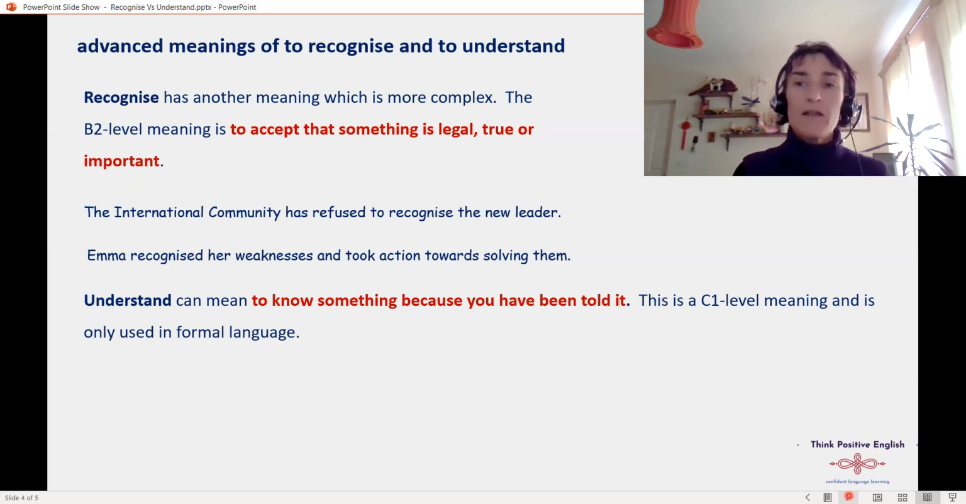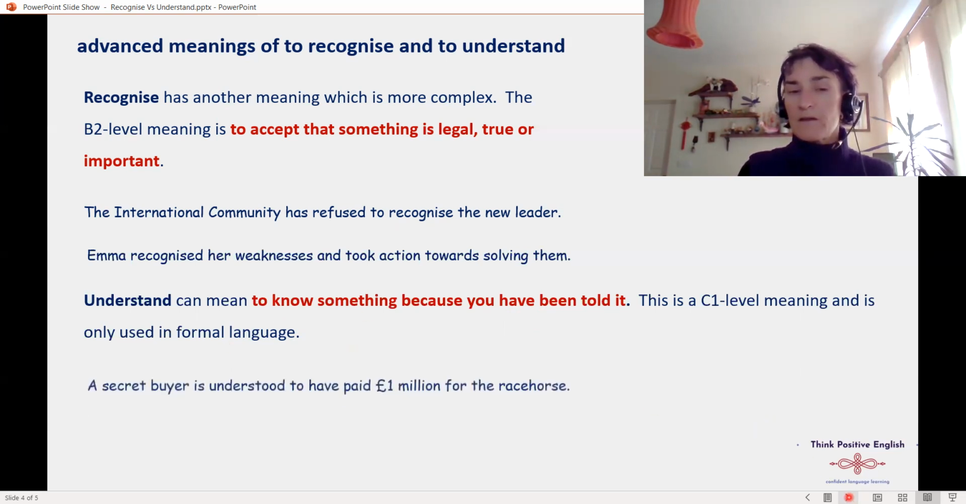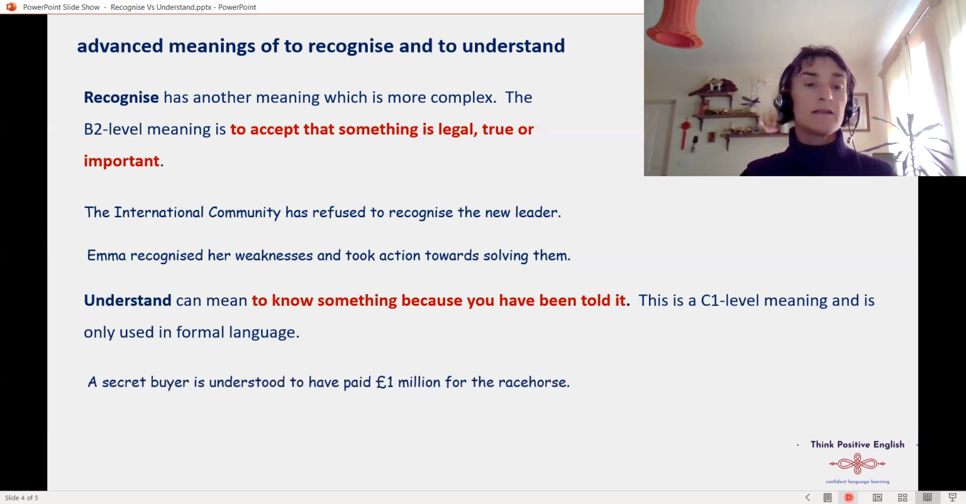It's really for very advanced students, but it's to mean something because you have been told it. Please notice this passive here. And we only really use this in formal language. So here's an example. A secret buyer is understood to have paid 1 million for the racehorse. So what this really means is someone told me about this. Maybe it was a secret, and I therefore have this information.